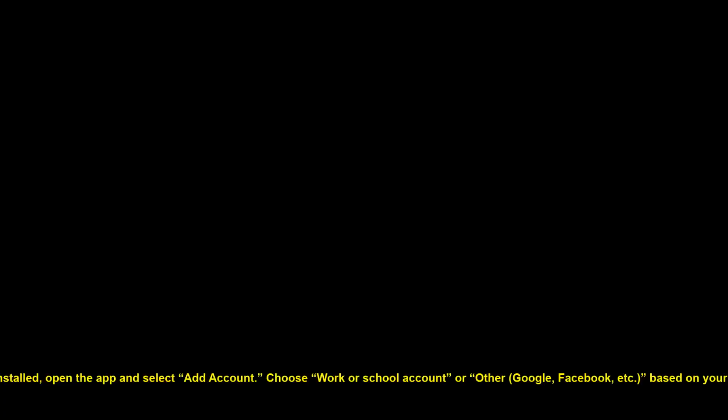Now, move to your mobile device and open the Microsoft Authenticator app. If you don't have the app, download it from your device's App Store. Once installed, open the app and select Add Account. Choose Work or School Account or other, Google, Facebook, etc. Follow the on-screen instructions to link your account. This often involves scanning a QR code or entering a verification code. If prompted, ensure notifications are enabled for the Authenticator app.